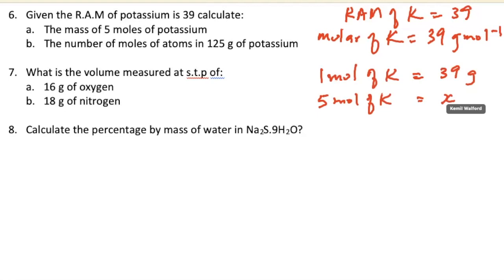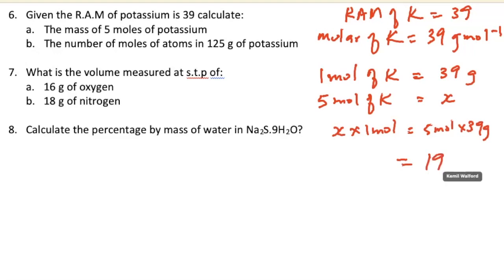And if we're looking at it formula wise, then it's simple. Let's not look at the formula. So we'll end up with X times 1 mole is equal to 5 moles times 39 grams. All right, anything times 1 is itself. So we pretty much will get our answer here being 5 times 39. 39 times 5 is equal to 195 grams.